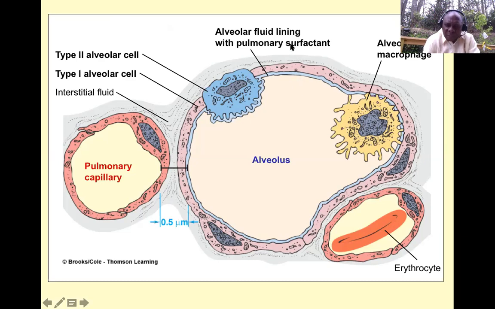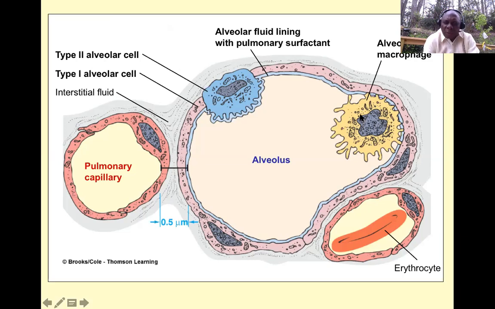So the surfactant will go between the water molecules and tone them down, therefore reducing the force to the center, and therefore making it easy to breathe. So that's what type 2 alveolar cells are doing.